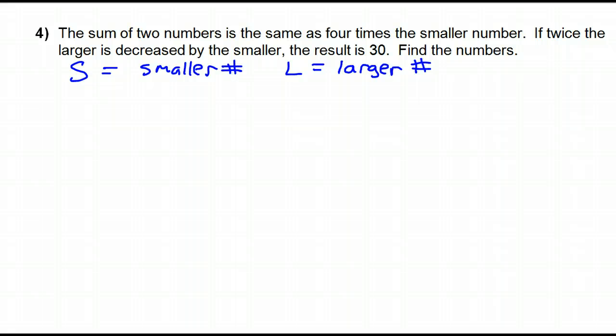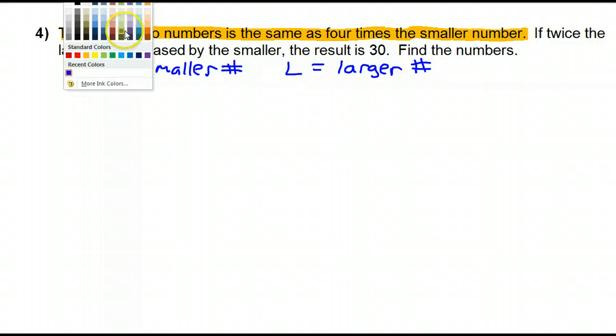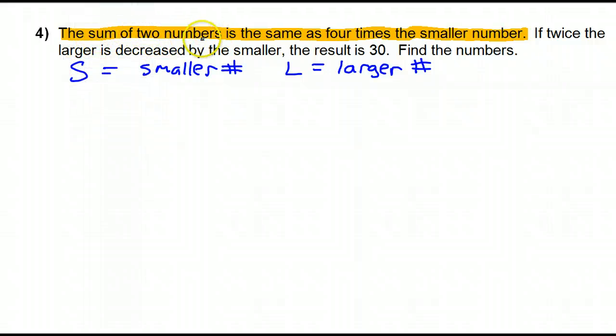Now the equations. Okay, the sum of 2 numbers is the same as 4 times the smaller number. So I'm going to write an equation from that sentence right there. The sum of 2 numbers, that means S plus L, is the same as, in other words, equals 4 times the smaller number. So that's 4S. So that's my one equation. Now I need my second equation.